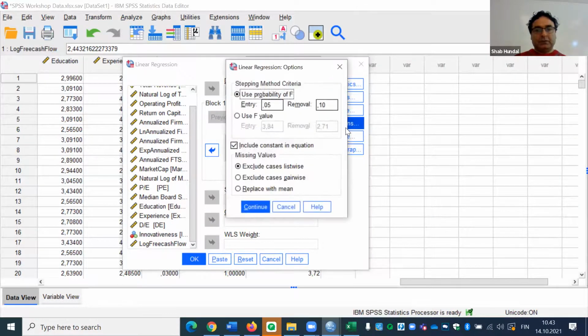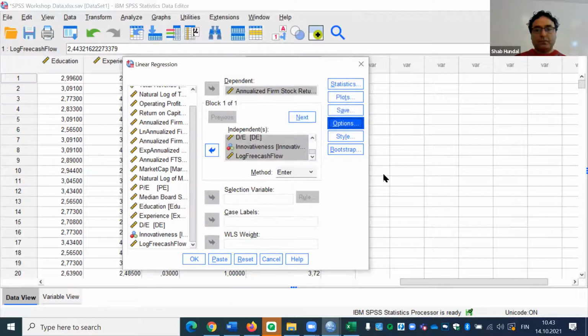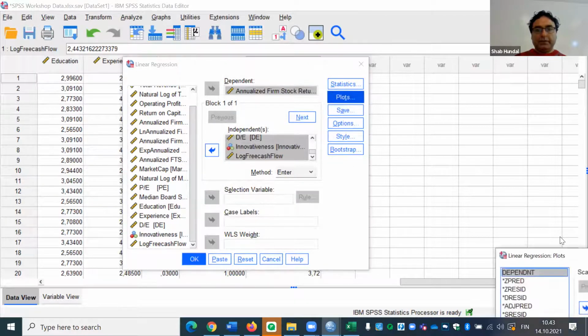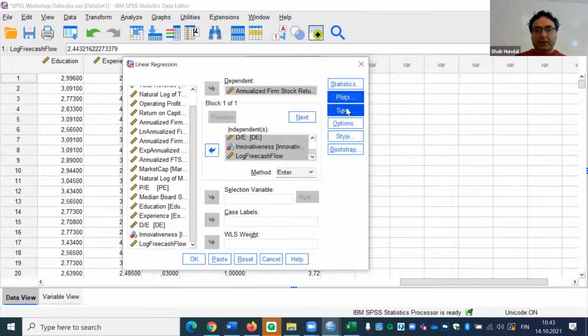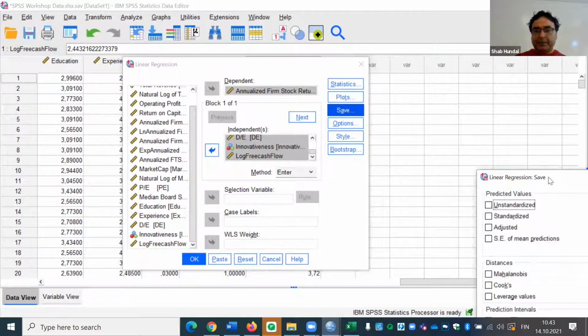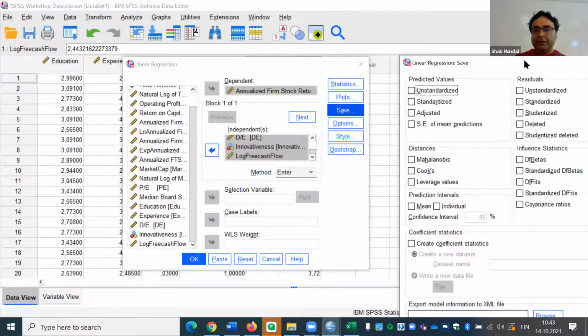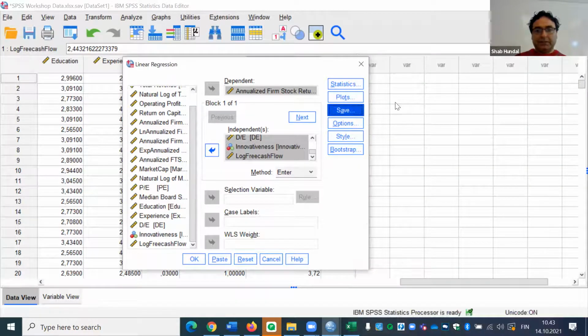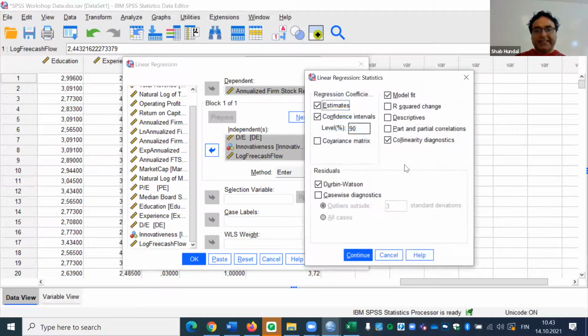Options, no. Is there anything in plots, by the way, that we need to take? No, there's no need. So basically we don't need anything except some statistics, and we chose estimates. They are there by default. Confidence interval, you can make it 90 instead of 95. Descriptives we do separately, and the collinearity diagnostics you take, Durbin-Watson you take. I'll explain the meaning of whatever I click when the results come, okay?